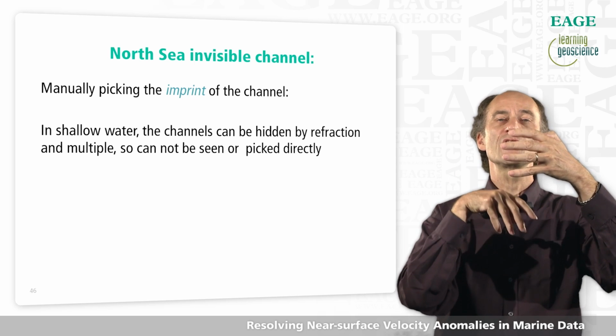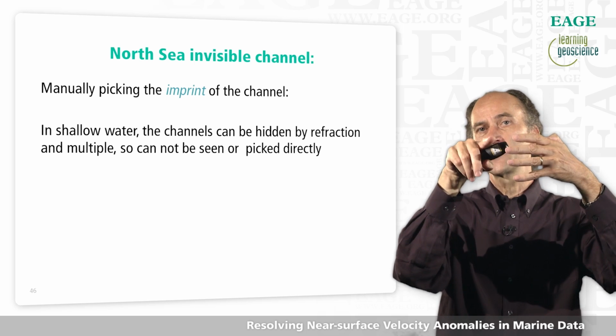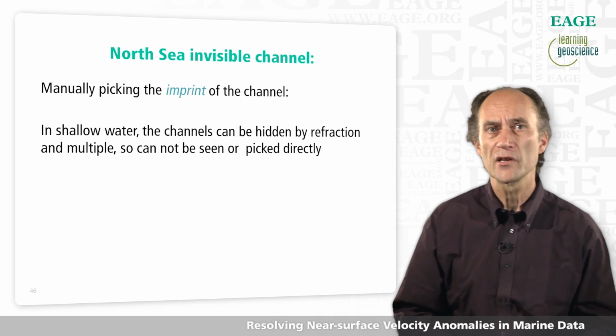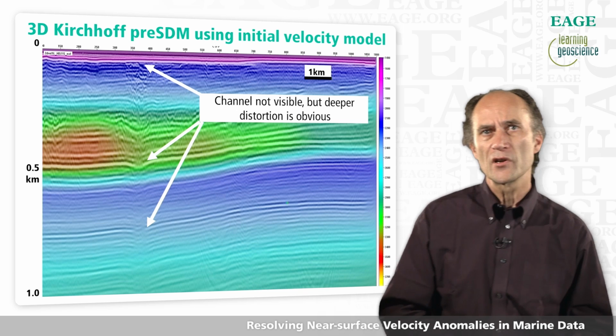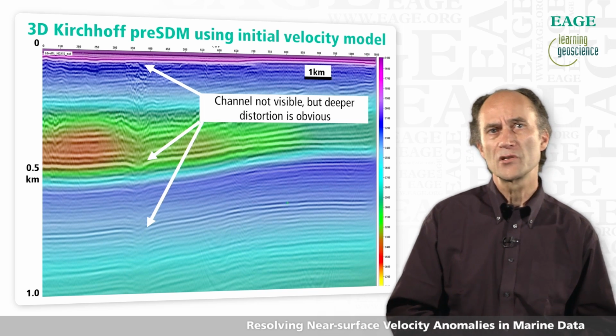And sitting in there underneath where the real seabed might be, if there's a channel with a low velocity or high velocity fill, you don't see it. But what you might see is its imprint. So let's have a look at an example of that. There's a migration, it's a Kirchhoff with the early starting model. You can't see the channel in this case, but you can see its imprint.